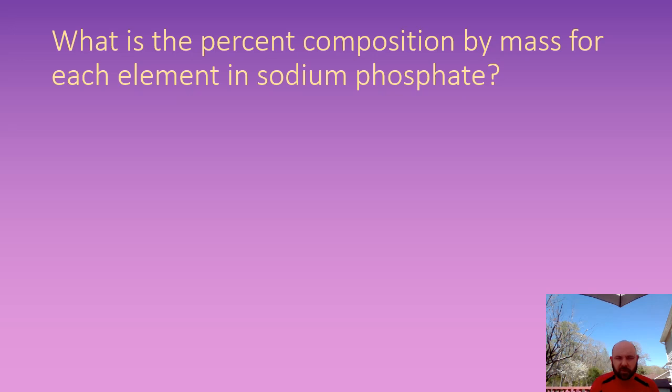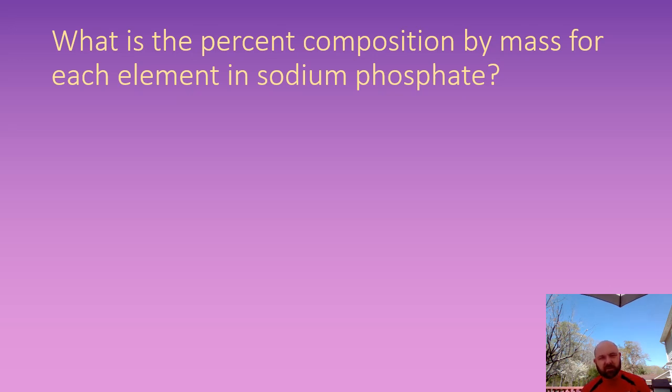So the first thing we got to do is figure out what is the formula for sodium phosphate. And we know a good set of rules for determining our formulas. And that set of rules always starts with, is this an ionic compound or is this a covalent compound? And of course, we have a few things pointing us to the conclusion that this is an ionic compound.